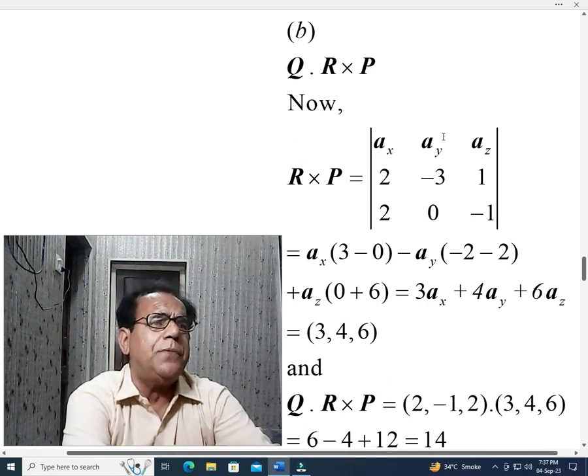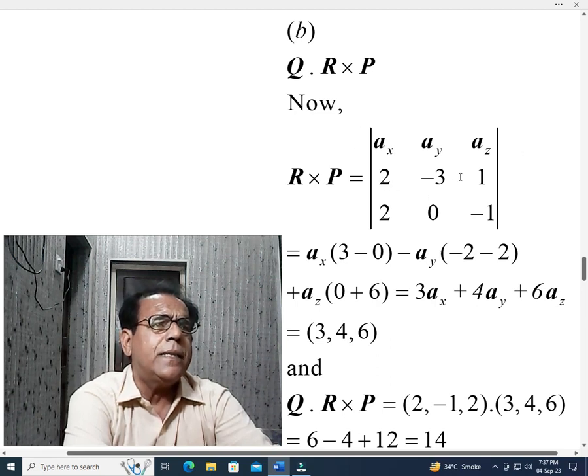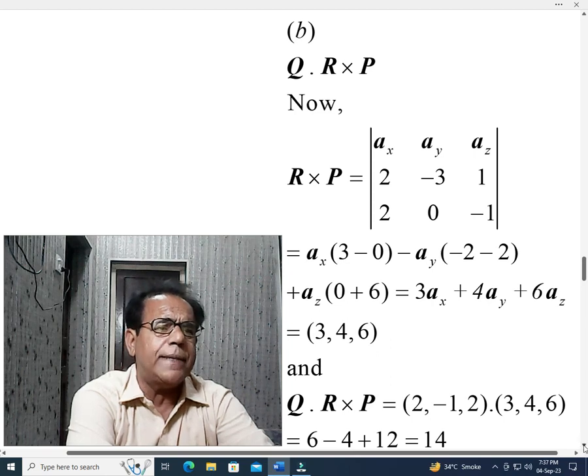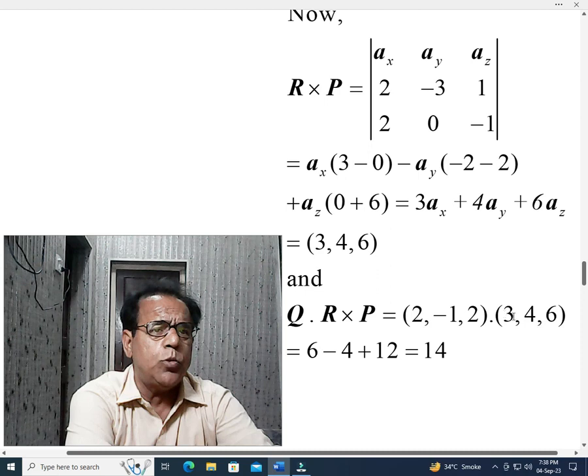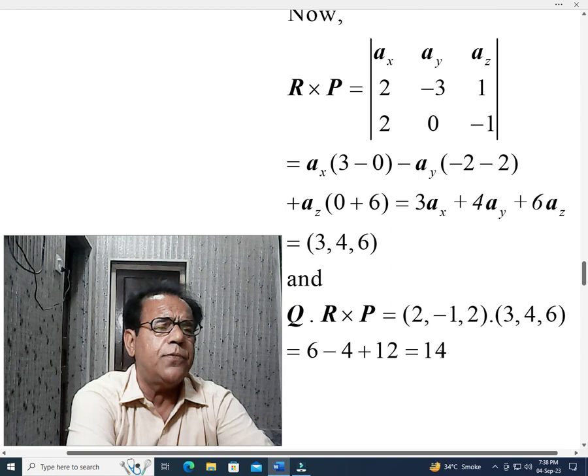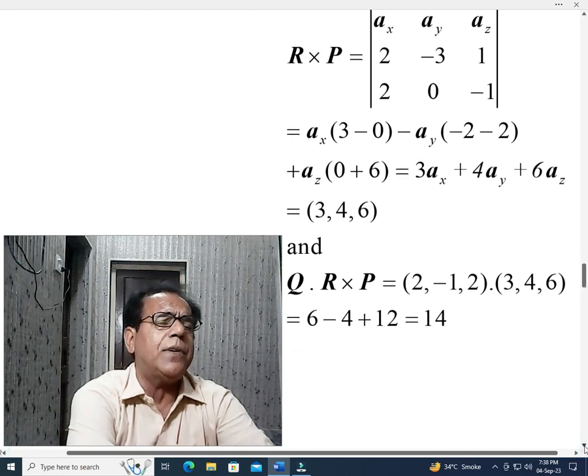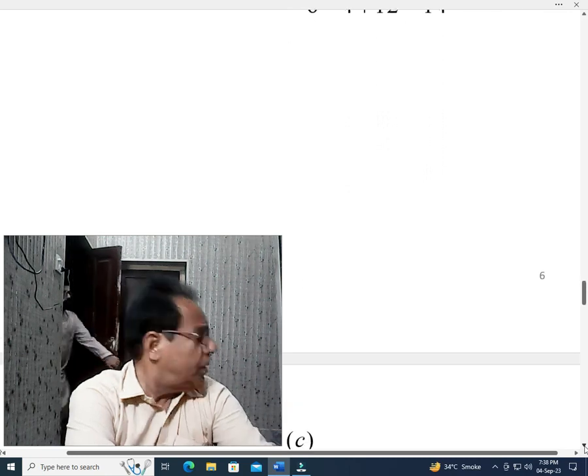For this purpose, first we will write ax in this way, and hence the coefficients of R with ax, ay will be these and these, and keeping in view the concept of minors and cofactors, R cross P becomes equal to this, and this can be written in this form. Now we find the dot product of Q with this, that is this dot this. So 2 into 3 plus minus 1 into 4 plus 2 into 6 equals 14. So 14 is our answer. Quite simple, quite simple.